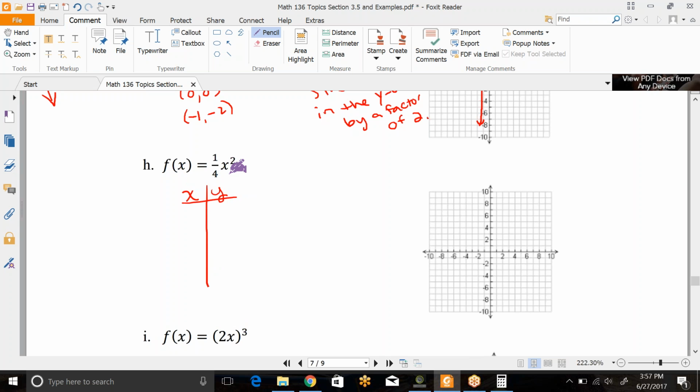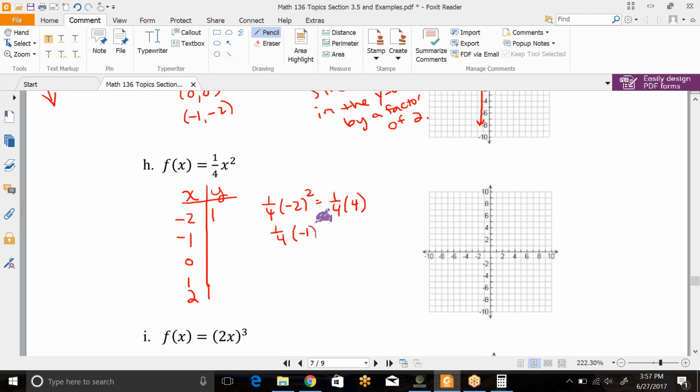Since there's nothing really inside here happening with x, it's all happening outside, I would just stick with -2, -1, 0, 1, and 2. You shouldn't have to adjust the table unless there's something adjusted on the x part, like a plus or a minus something. So then if I plug these in, this is 1/4 times -2 squared, which would be 1/4 of 4. So that's just going to be 1.